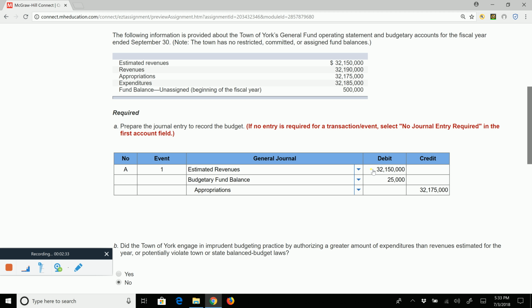Now the expenditures, on the other hand, they are debited. So to record the budget for the expenditures, we will credit those accounts. And the budget for the expenditures are called appropriations. It's just a fancy name. You would think they would call it estimated expenditures, but they don't. They use this other name called appropriations.